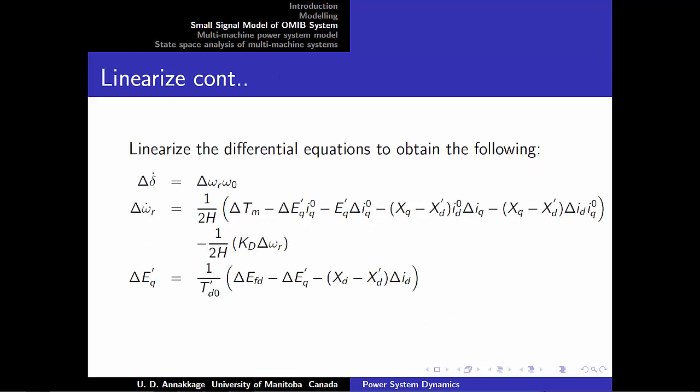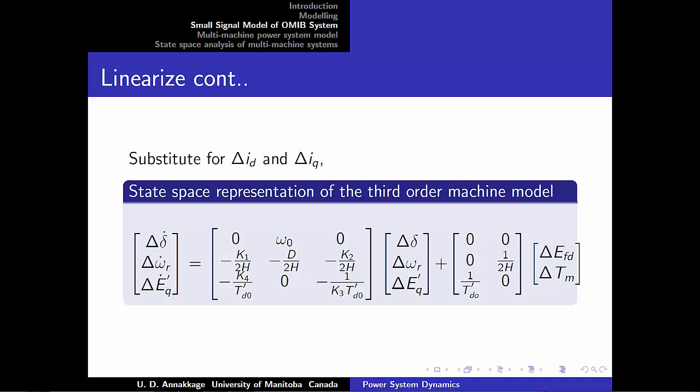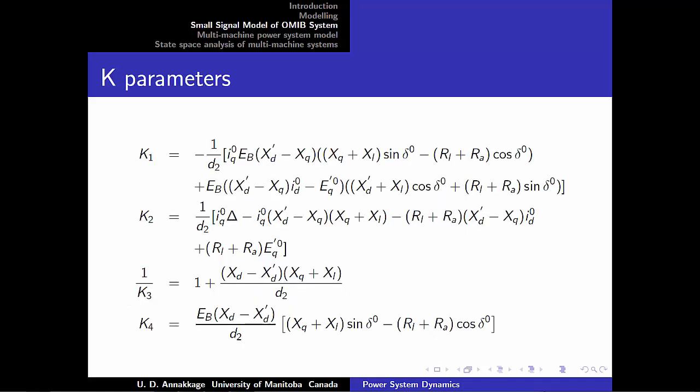And then the second exercise is to linearize the 3 differential equations of the machine and show that we can obtain these differential equations for small changes of variables. The third exercise is to eliminate delta IQ and delta ID in the linearized differential equations using the result of the first exercise and show that we can obtain the state space model shown here. You see in this equation there are some k values, k1, k2, k3 and k4, and those k values are given by these equations.